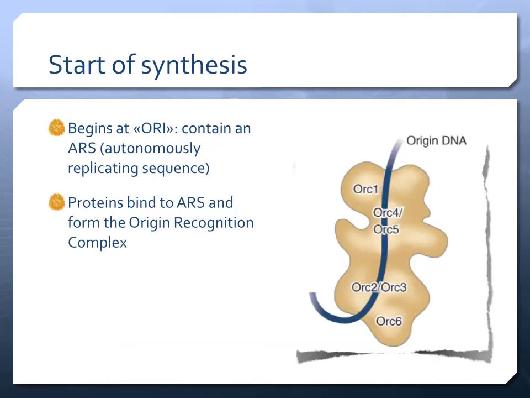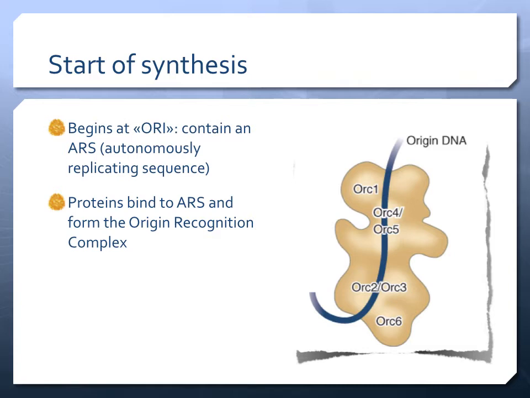Now, how does the process of synthesis start? It will start in specific areas of the genome. These areas are always called ORI, and you will find ORI, or origin of replication, in every genome. It always contains a specific sequence that is called an autonomously replicating sequence. You can also hear the word consensus sequence. It means that it's a sequence that always means the same thing for the genome.